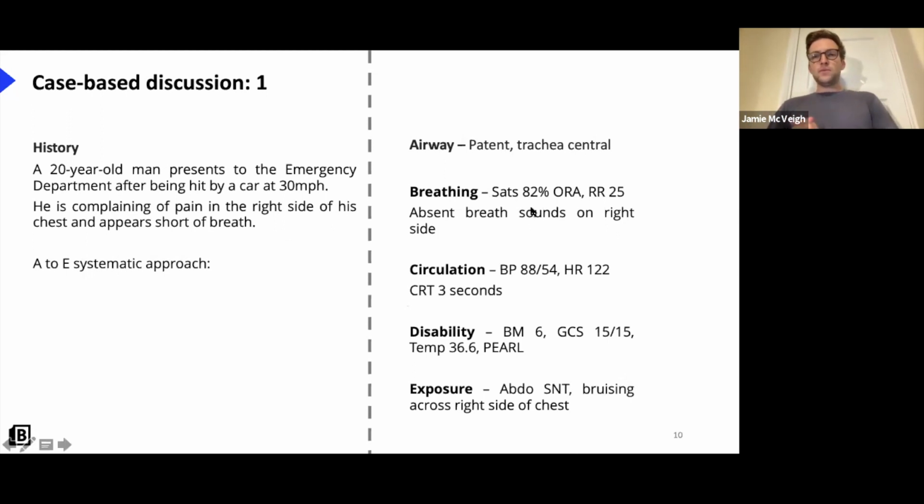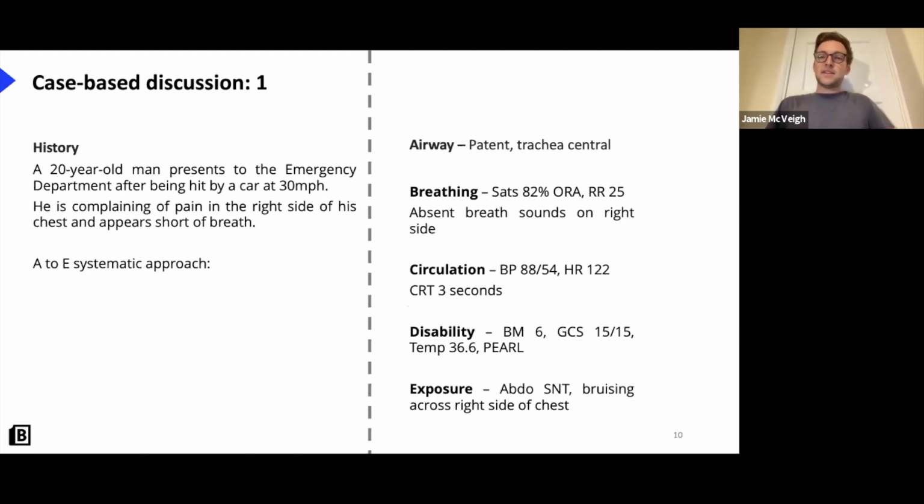So you see him, his airway, he's talking to you, his airway is patent. Okay, there's no strange noises. You have a feel of his trachea, and it is central. Okay, so you're not worried about that. You're happy with A. You move on to B.